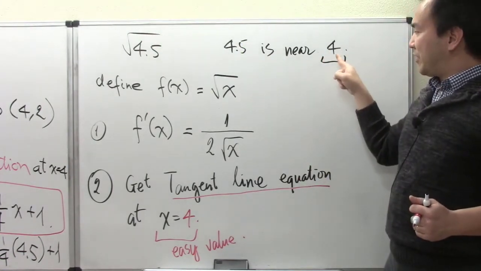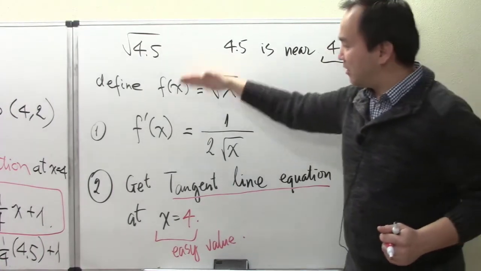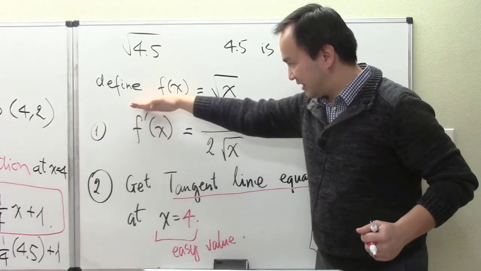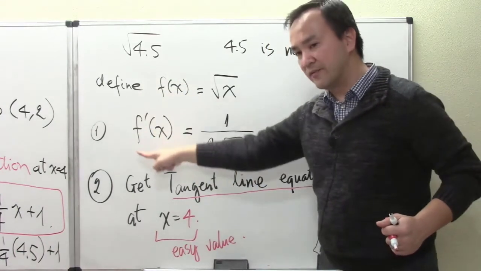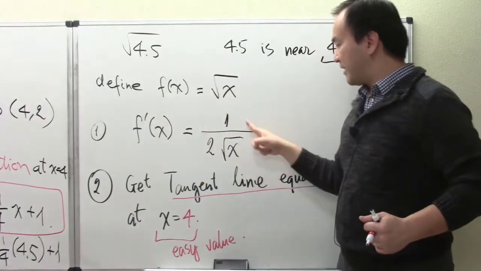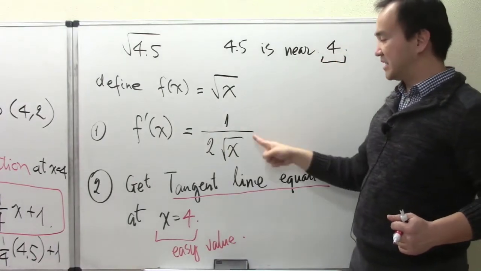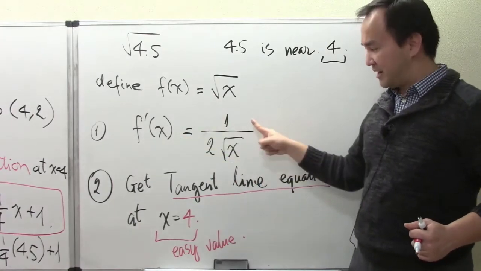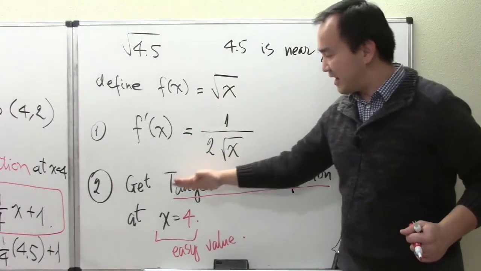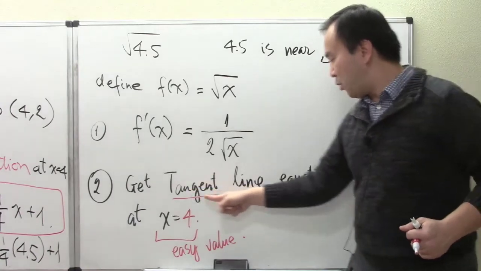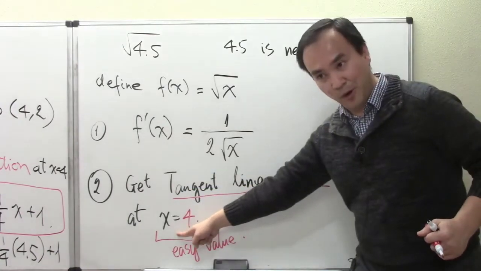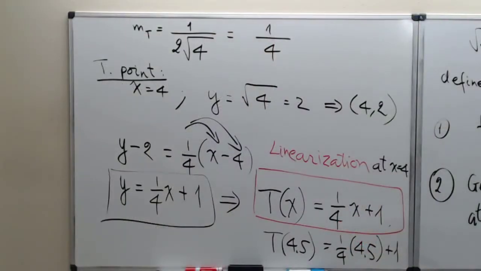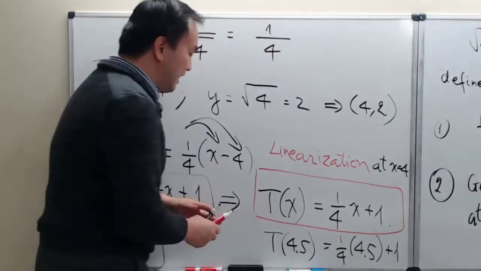Once we recognize that and chose that point, we're going to define our operation as a function. Then the first big step, get the derivative of that function. Because the derivative of that function, using this easy point, is still going to give you an easy way to calculate the slope of the tangent line. And the next big step is to get the equation of the tangent line at that easy point.